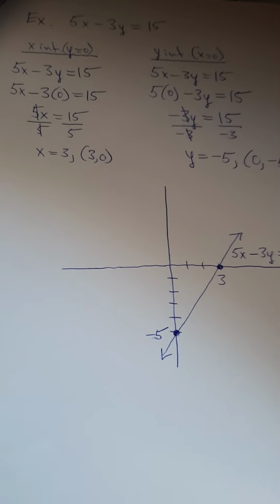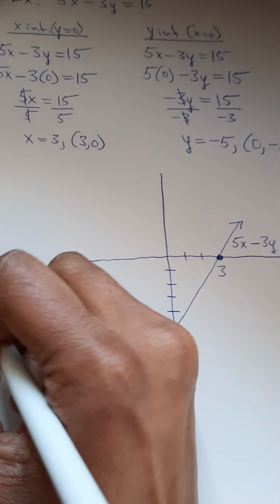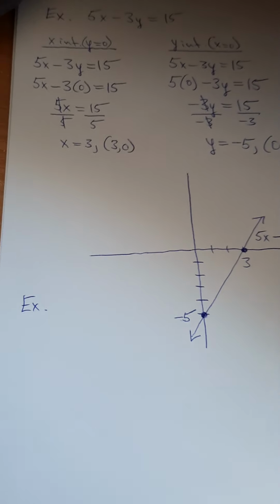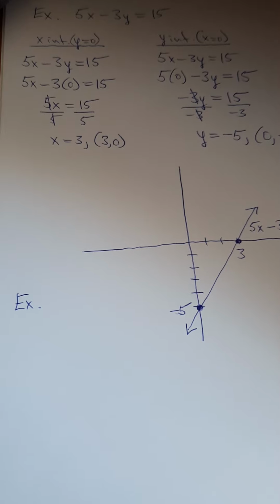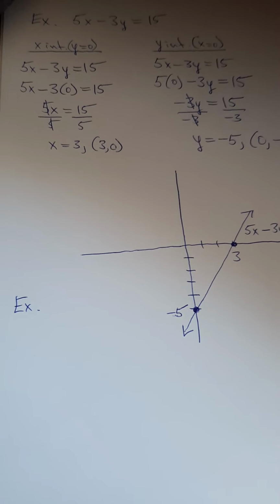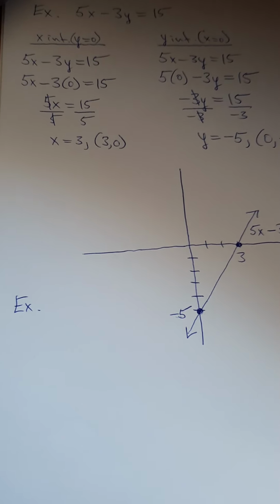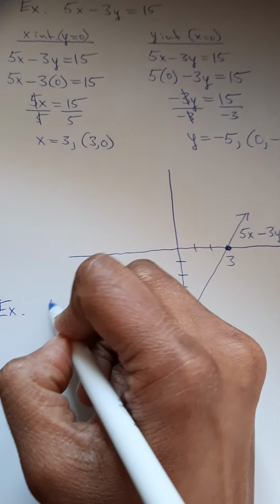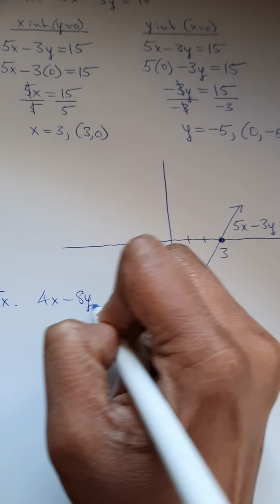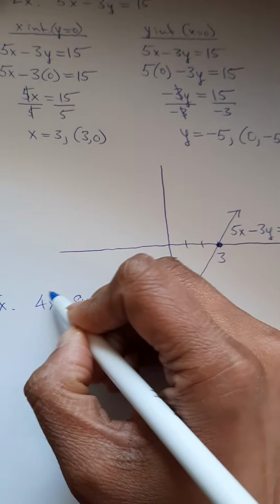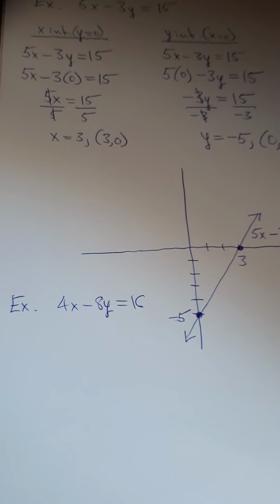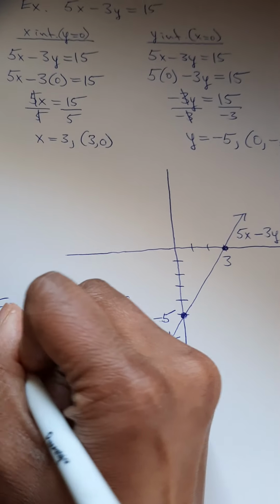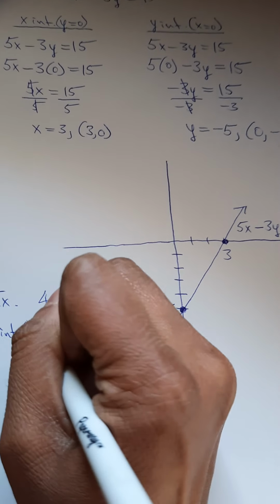I can see that we know how to do the x and y intercepts, so we're going to use the same graph here and try to graph out this equation. Let's try this one: 4x minus 8y equals 16. I want to do the x-intercept, so let's make y equal to 0.